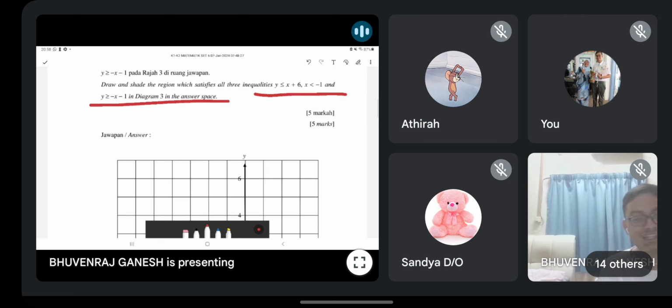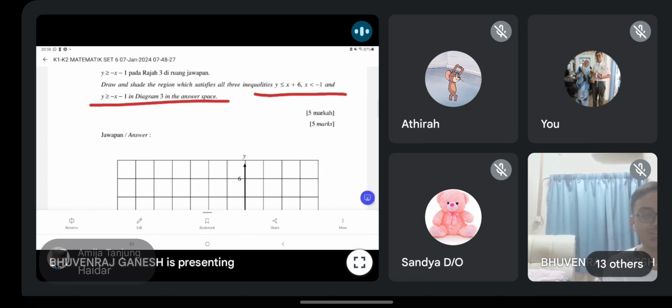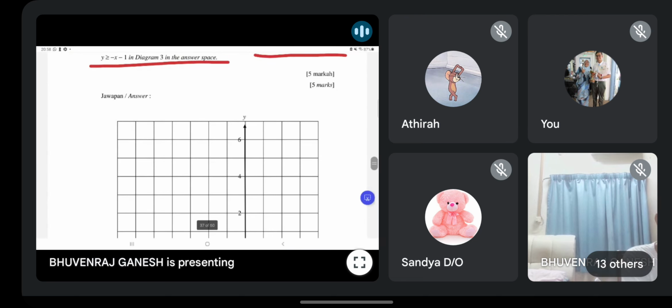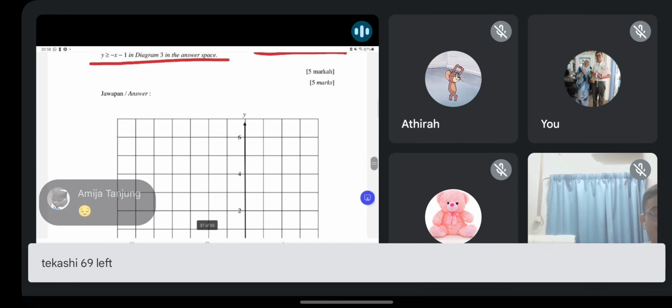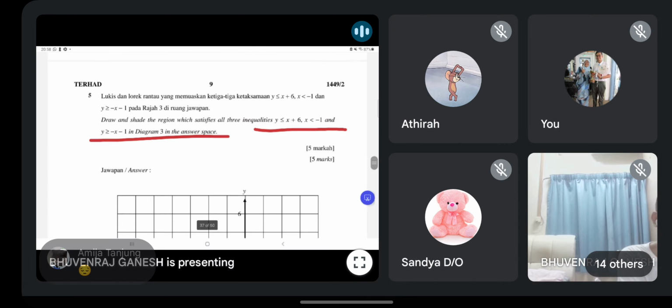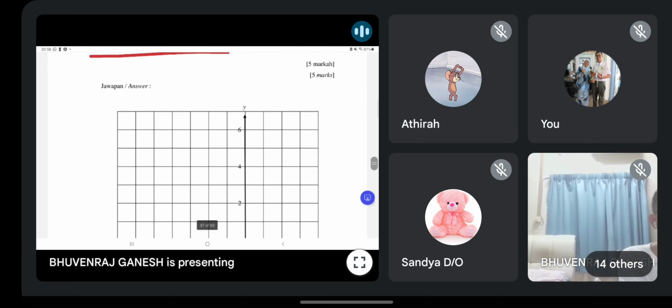Kalau tak ada volunteer, saya panggil nama tau. I call name. Jangan kata kat orang. Don't tell other people. Okay. Kalau kamu kata orang, saya panggil kamu lah. Okay, Amija. Cuba soalan ni, since you call Haida.